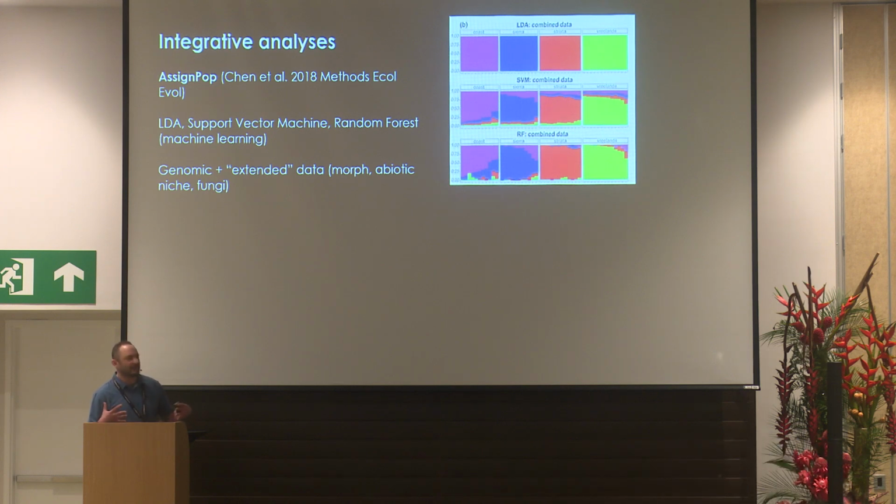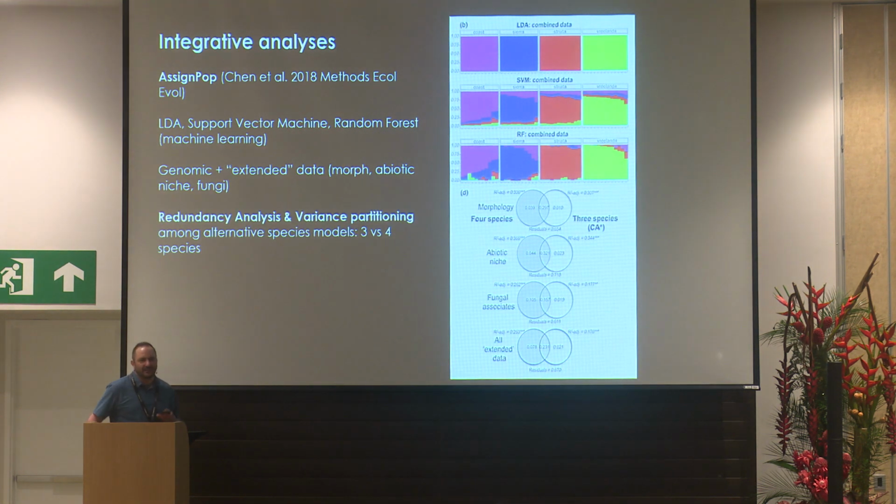The output is kind of like STRUCTURE, but it's using machine learning to test different speciation or species delimitation scenarios. We also conducted an analysis using redundancy analysis with variance partitioning, which allows you to test different numbers of species in your group based on the total data set combined and on each one individually. And in each case, we found evidence of 4 distinct species.